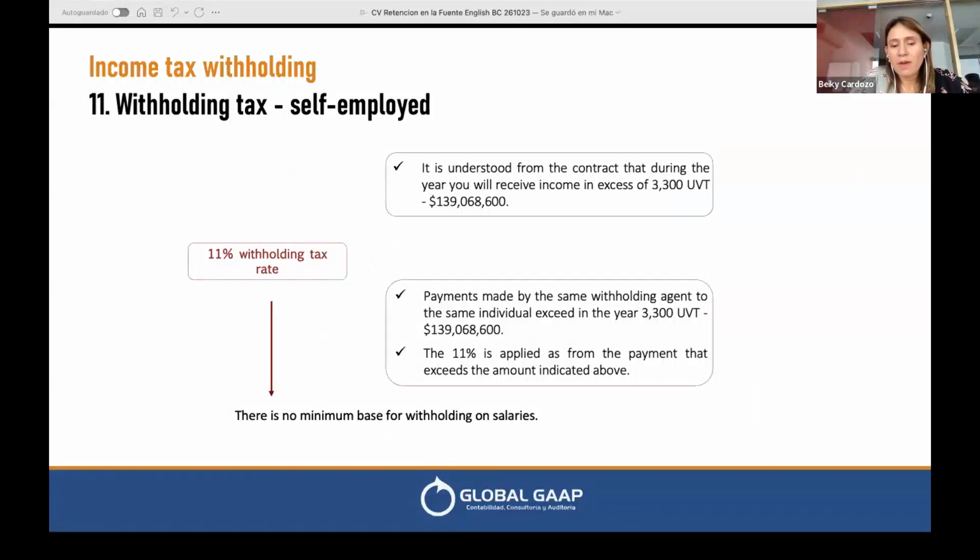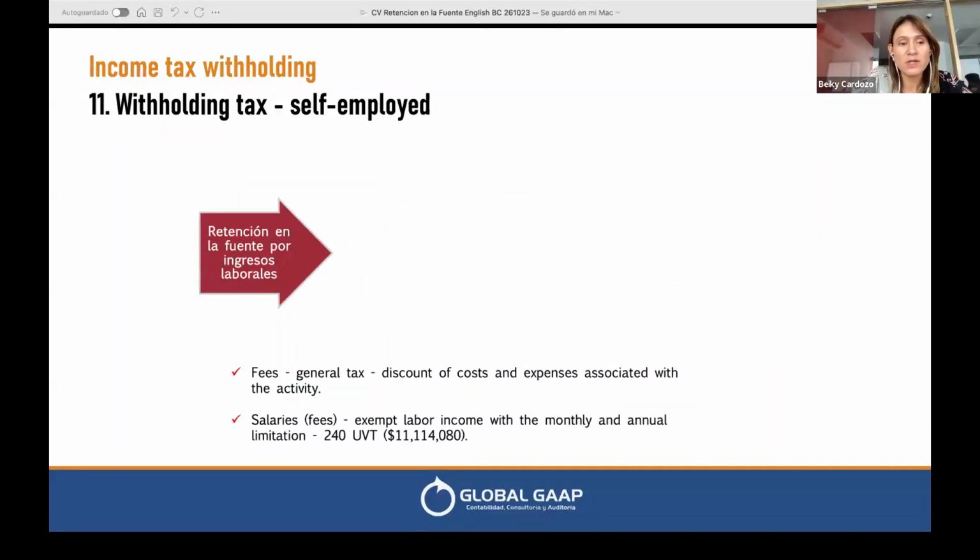So there are some thresholds here, and that's why you come to an 11% rate when you go over the 3,300 UVTs. So again, you need to analyze this together with the income, if you are an employee and a contractor at the same time, or if you are only a contractor. You really need to analyze this information.